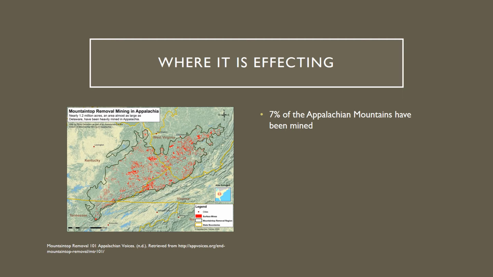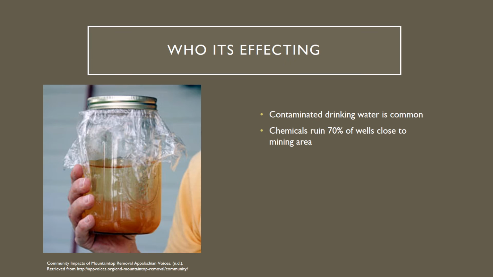More than 7% of the Appalachian Mountains have been mined. The states that are being affected by mountaintop removal are Virginia, West Virginia, Tennessee, and Kentucky. Communities near the mining locations are being forced to live in very poor conditions due to mountaintop removal mining.